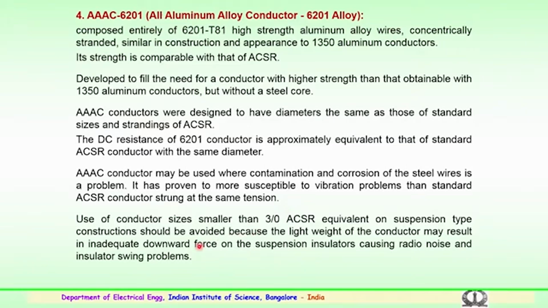In the use of this conductor, sizes smaller than 3 ACSR equivalent on suspension type construction should be avoided. As you can see, there is no steel core here, only standard aluminum conductors. If you are using it for a longer length, it has to be avoided, because the light weight of the conductor may result in inadequate downward force on the suspension insulator, causing sag, and also radio noise and insulator swinging problems could arise because of the mechanical steel conductor not being present in this type.